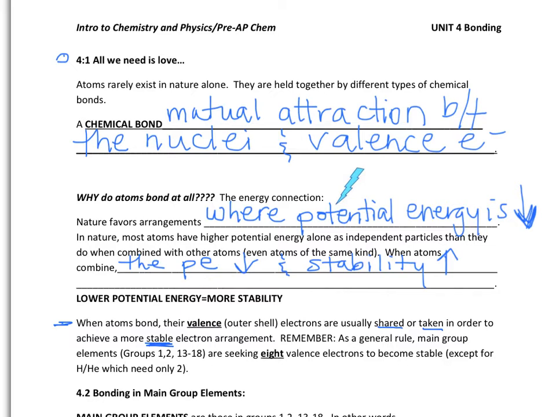And remember, as a general rule, main group elements, those are your first two columns, groups 1 and 2, and then you skip the transition metals and come back over for 13 through 18. Those main group elements are seeking 8 valence electrons to become stable, except for hydrogen and helium, which only need 2 because they can only have 2. If you take a look at the periodic table, they can't have more than 2 electrons. Remember, the name for this 8 valence electrons is the octet rule. You can go on and write that down just to help you remember that octet rule.